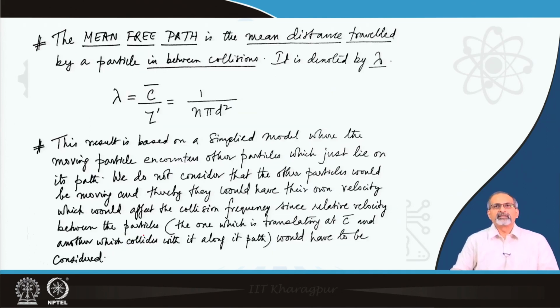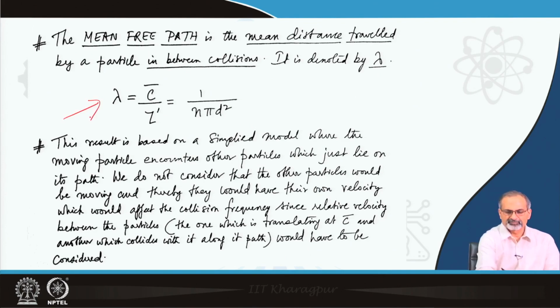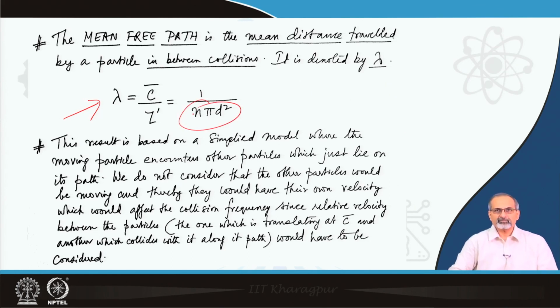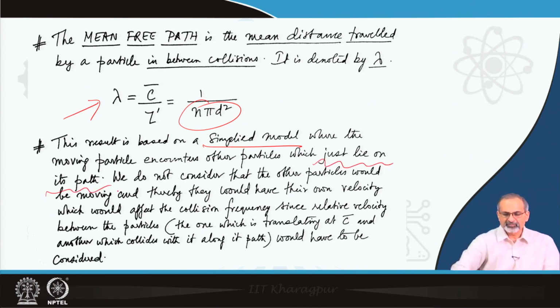The mean free path is the mean distance travelled by a particle in between collisions. It was shown as lambda, which is nothing but c bar by z dash, and it came out to be 1 by n pi d square. And all that we discussed over here is based on a simplified model, where the moving particle encounters other particles, which incidentally just lie on the path. We do not consider that the other particles would also be moving, and they would also be having their own velocities, in which case the relative velocity has to be accommodated.